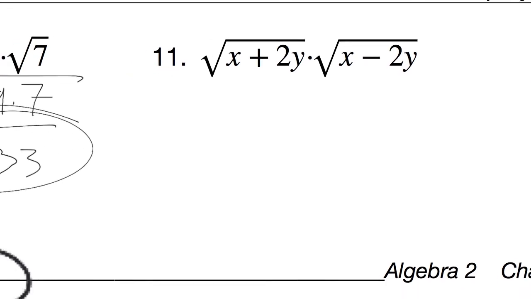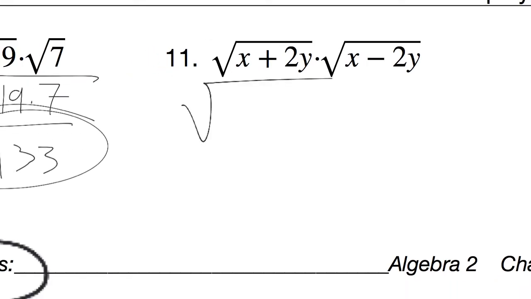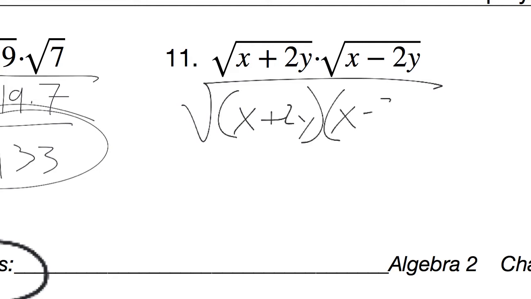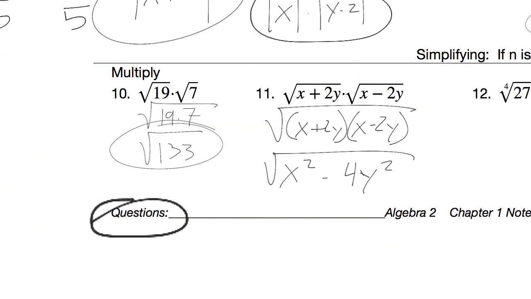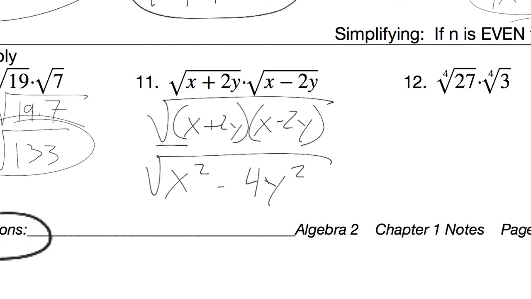Here, we can multiply these two together. We get the square root of x plus 2y times x minus 2y. And when you FOIL those, or recognize that they're the product of conjugates, then we get x squared minus 4y squared. Sum and difference rule. And that's the answer.